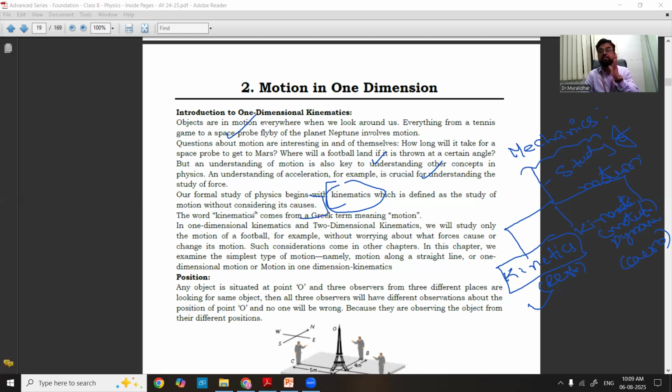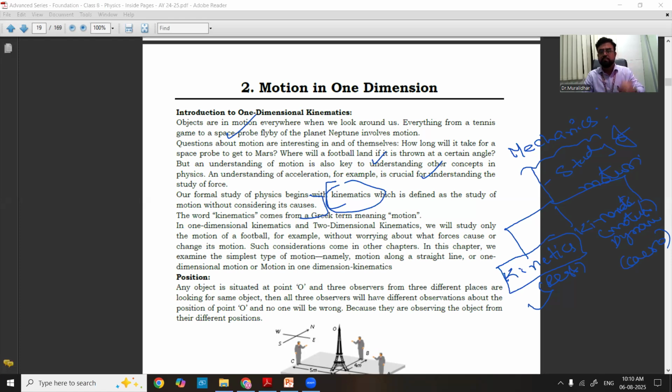Third part is dynamics, which is the study of motion of a body along with the cause of motion. Why the body is moving, why the body is changing direction, why the body stopped suddenly. There is some cause like force. So the study about that cause, that force, is called dynamics. Study of rest is kinetics, study of motion is kinematics, and study of cause of motion is dynamics. These are the 3 major parts of mechanics.